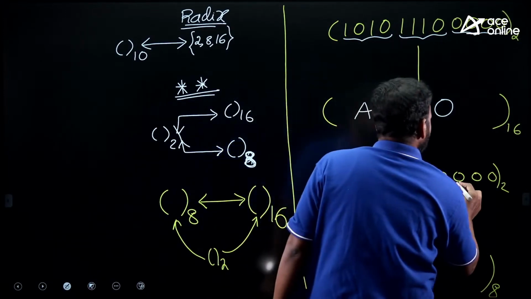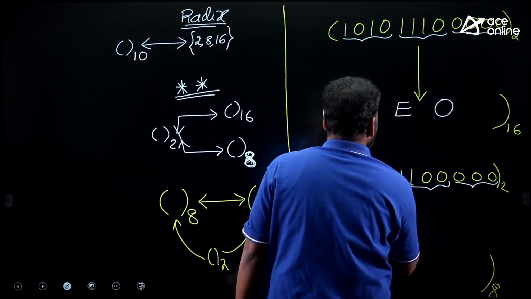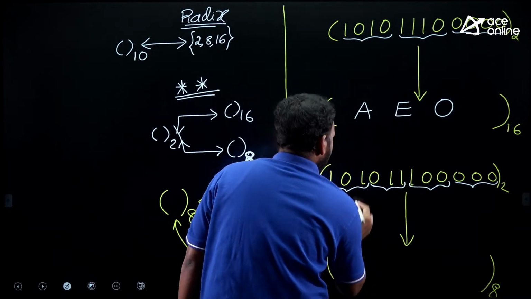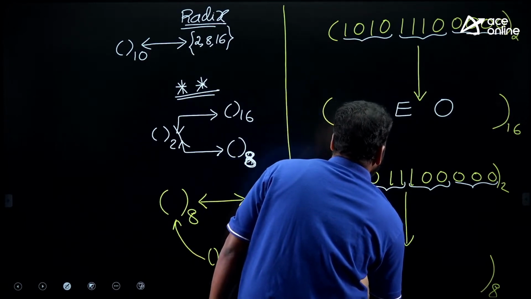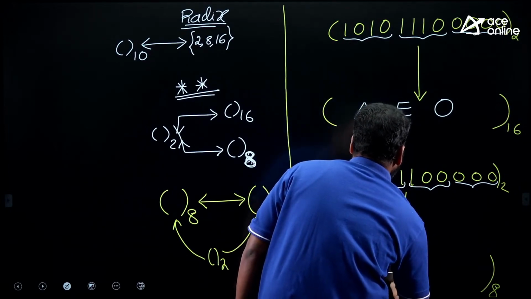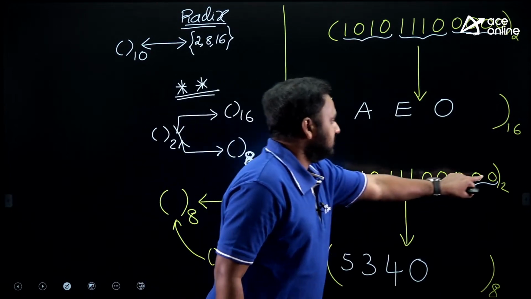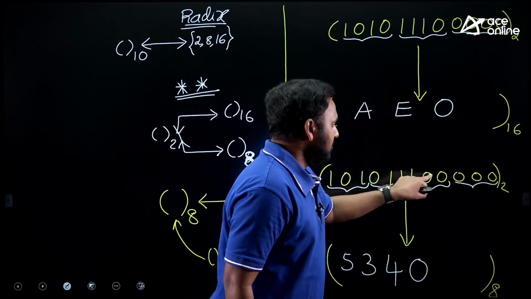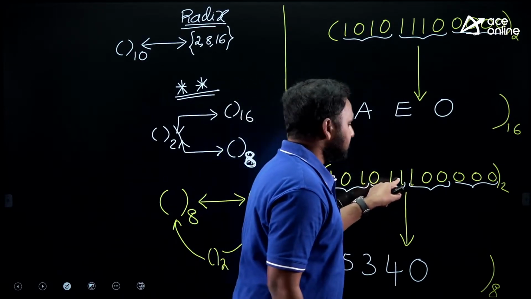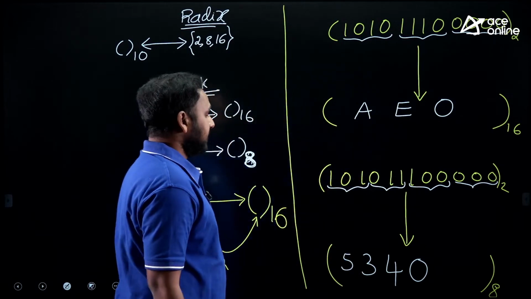Similarly here, group 3 bits at a time. 5, 3, 4, and 0. 5 3 4 0. 000 0, 1 2 4 4, 011. See, this is 011, right? That is 3, and 101 is 5.